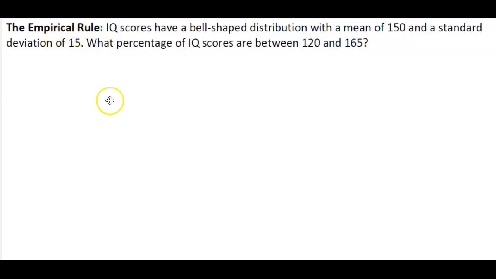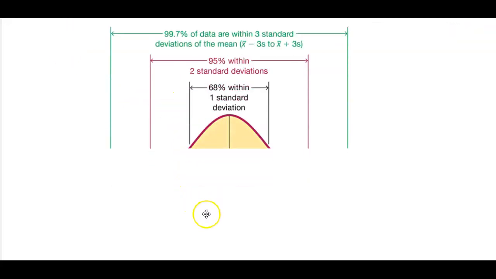The empirical rule. IQ scores have a bell-shaped distribution with a mean of 150 and a standard deviation of 15. So what percentage of IQ scores are between 120 and 165? When we're dealing with the empirical rule, we have to refer to this graph.